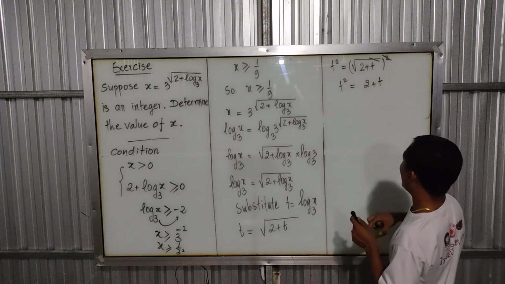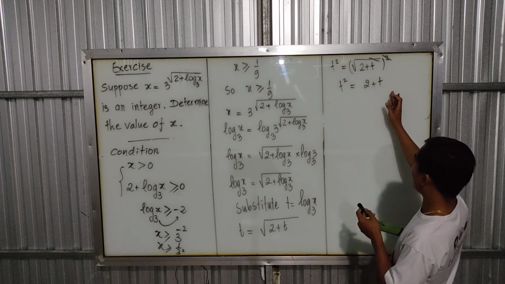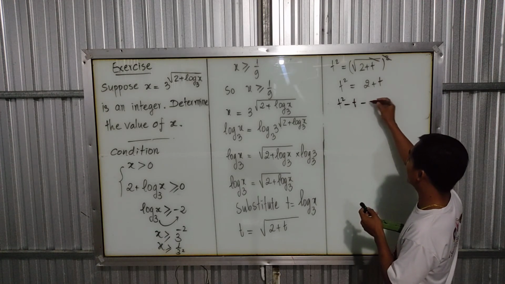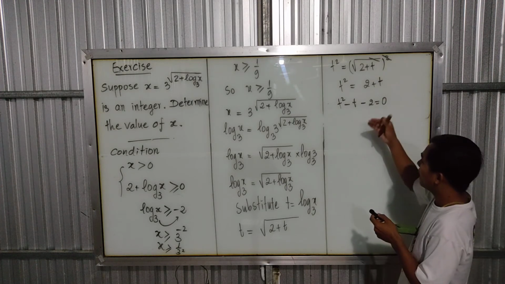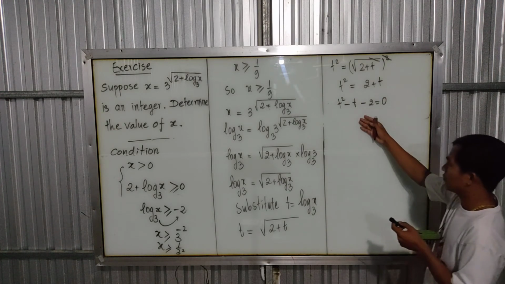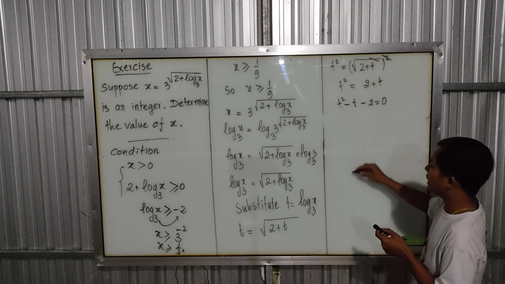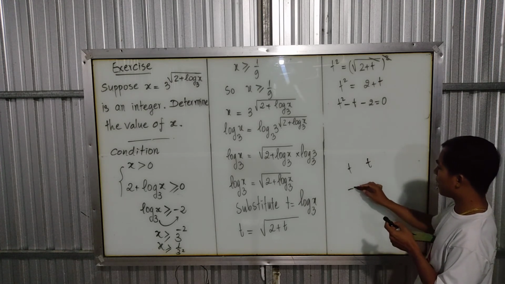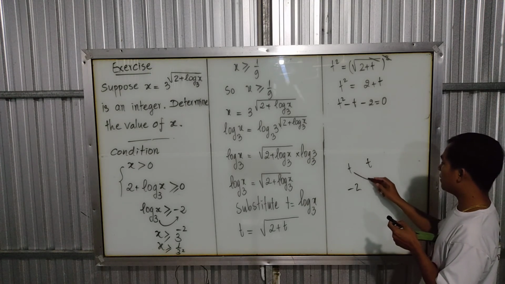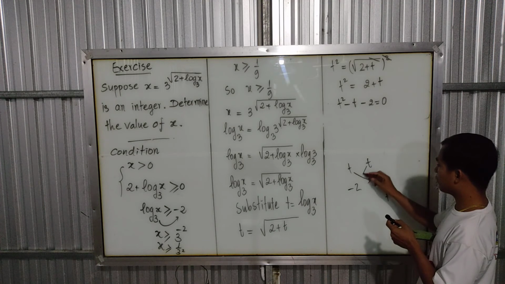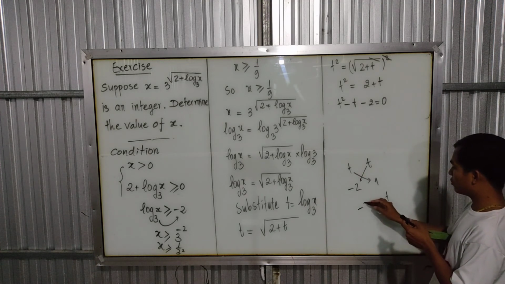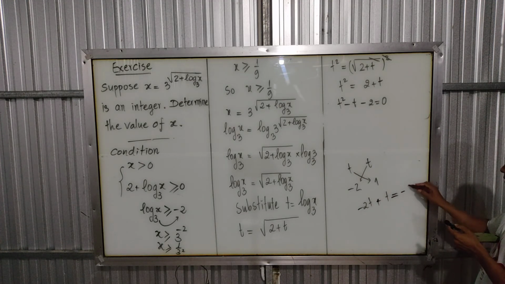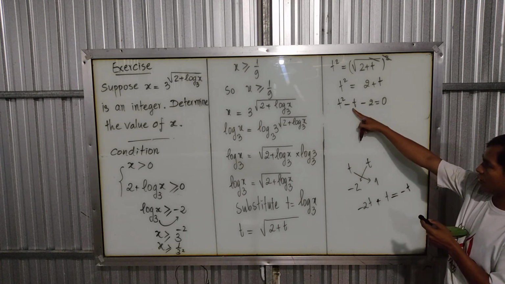Now I move t from the right side to the left-hand side, so we get t squared minus t minus 2 equals 0. We can use the cross-multiplication method to get the two factors. t squared is t times t, and minus 2 is minus 2 times 1. So t times 1 gives t, and t times minus 2 gives minus 2t, and adding them we get minus t, which is the same as the middle term.